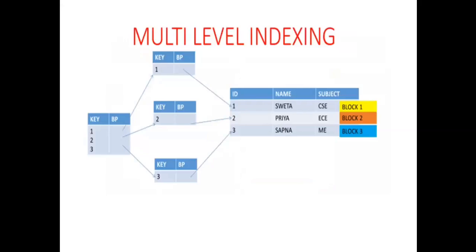In case of multi-level indexing, here you can see this is the data file, and here only three records are there. If the number of records increases, now suppose there are 1,000 records. For 1,000 records, we require one index file that will contain, suppose, 100 records. Now this 100 records you have to search, and this time is larger, so you again have to index that index file for better performance.